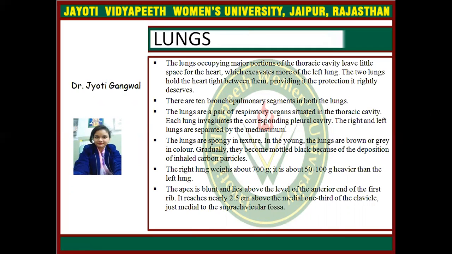Now the lungs. The lungs occupy a major portion of the thoracic cavity and leave little space for the heart. The two lungs hold the heart tight between them, providing it protection. There are 10 bronchopulmonary segments in both the lungs. The lungs are a pair of respiratory organs situated in the thoracic cavity.